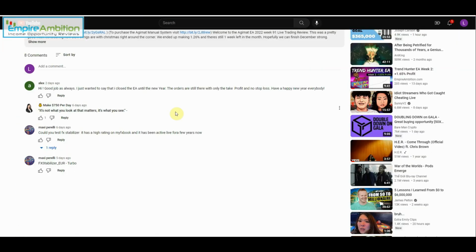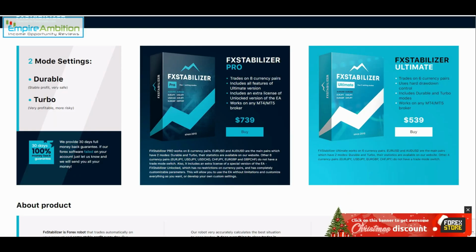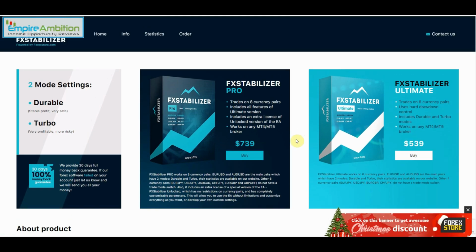Since you had brought it up, I definitely wanted to make sure I took a look at it in the video. And we can see here clearly the prices: FX Stabilizer Pro, $739. FX Stabilizer Ultimate, $539. And it looks like the difference is the Ultimate is 6 currency pairs, hard drawdown control. The Pro is 8 currency pairs. And I'm sure there are some other differences as well. It says it includes all the features from the Ultimate version, plus extra license, works on any MT4, MT5 broker.